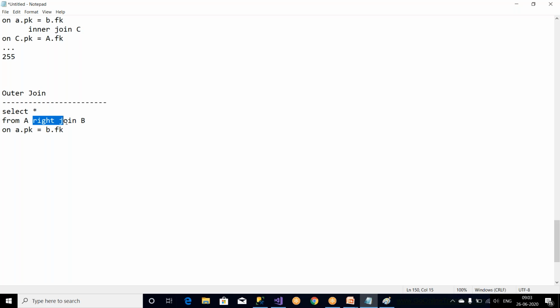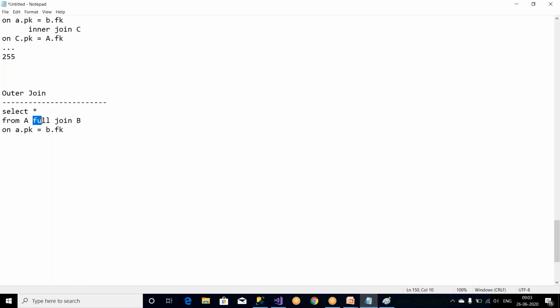So this is the keyword. What is the right table here? Right table is B. Clear? Right table is B. I will be able to get the unmatched data from the right table. Now, people may use full here. So full means matching data from both tables and unmatched data from both tables will be given.